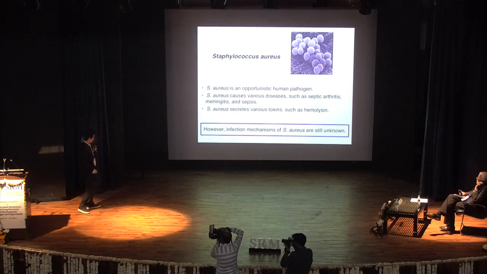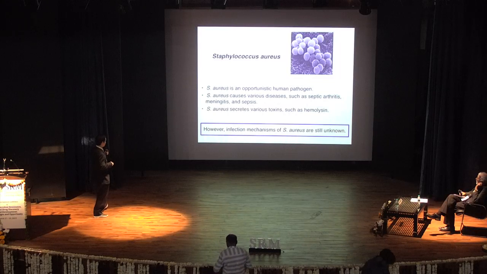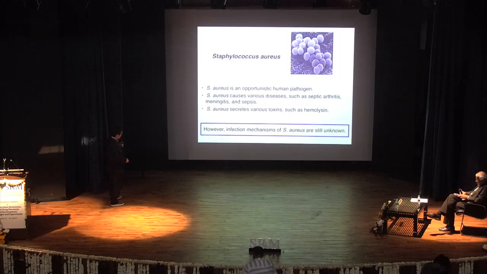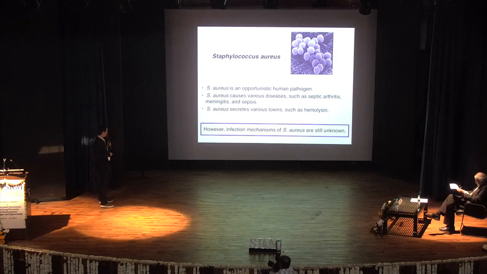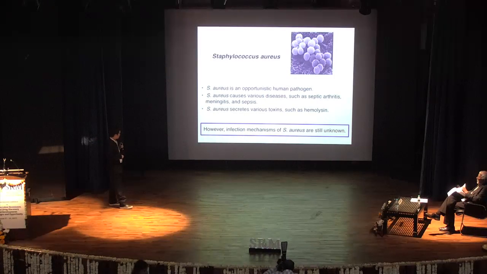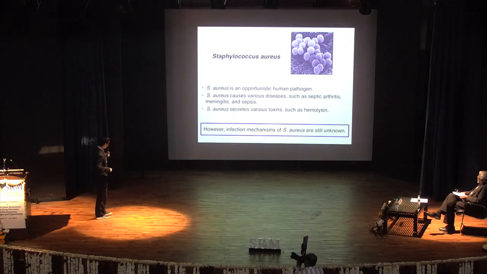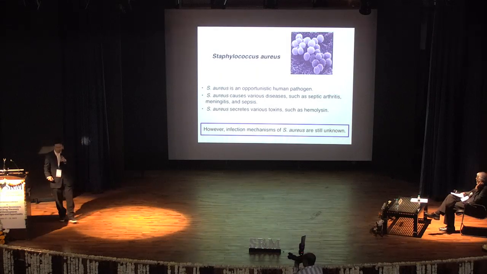At first, I'd like to introduce Staphylococcus aureus. Staphylococcus aureus is an opportunistic human pathogen, and it causes various diseases such as septic arthritis, meningitis, and sepsis. Staphylococcus aureus secretes various toxins such as hemolysins and proteases and so on. However, the infection mechanism of Staphylococcus aureus is still unknown.